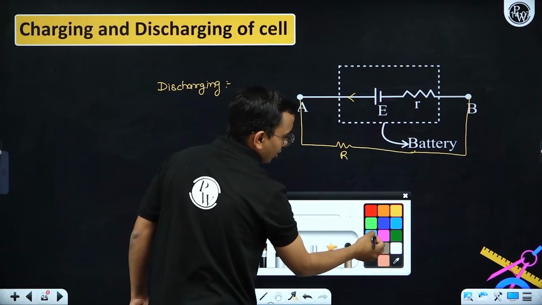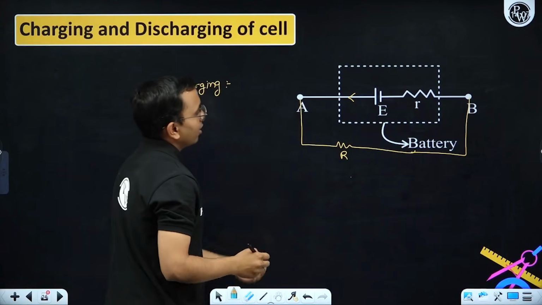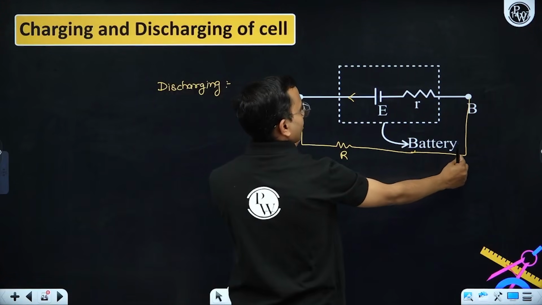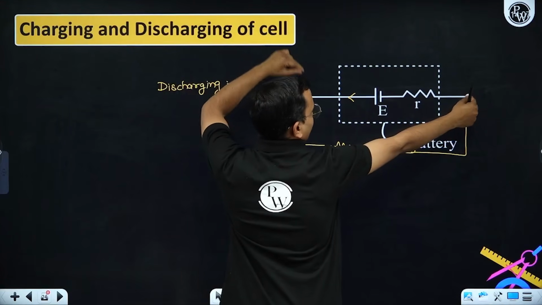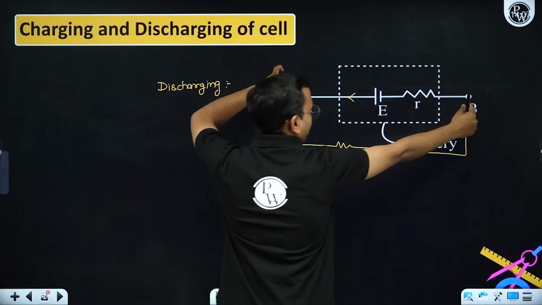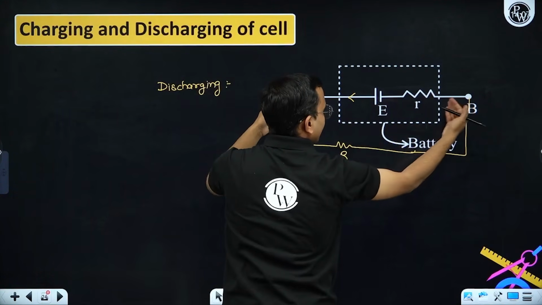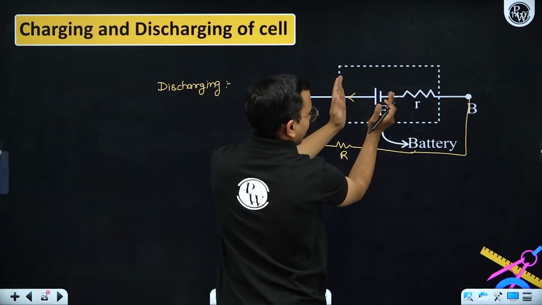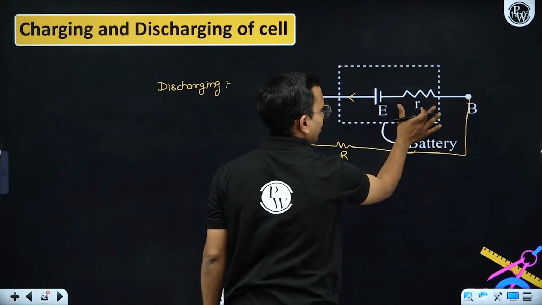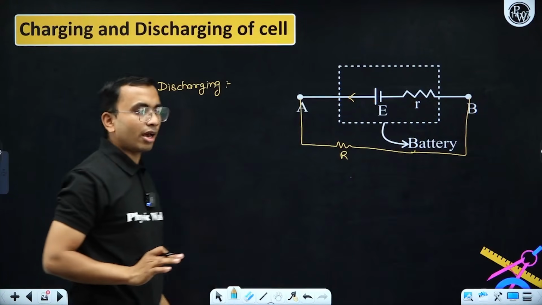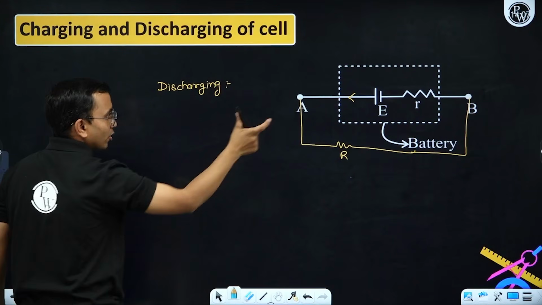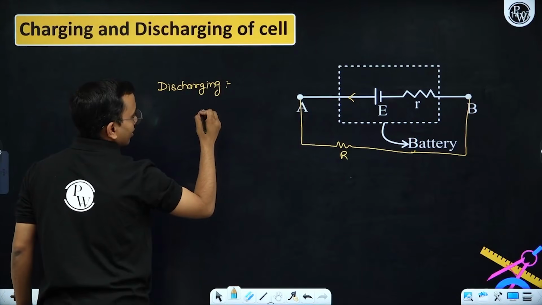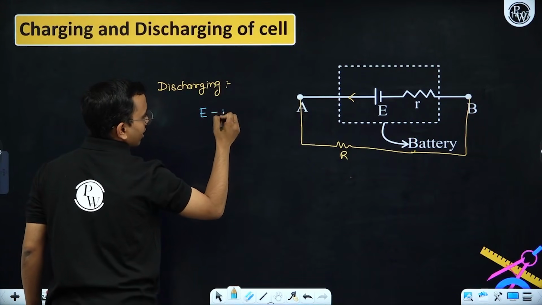How much potential is there across this resistance R? Or I can say how much potential is there across the terminals of the battery, the same thing. Here the current is flowing like this. EMF is E. Some potential drop will be there across the resistance R. That is IR. So across the terminals, the potential will be E minus IR.